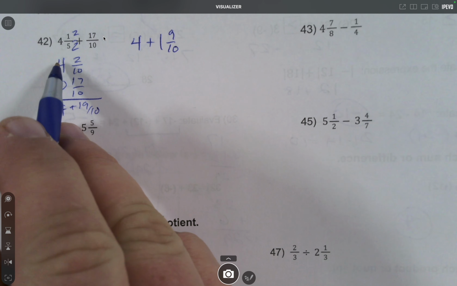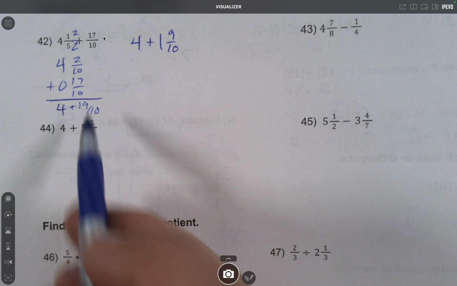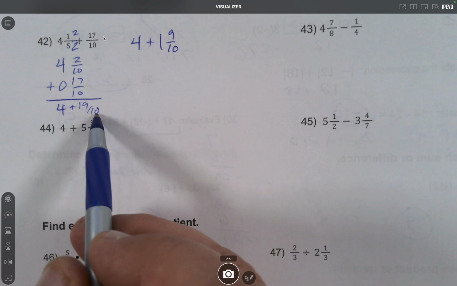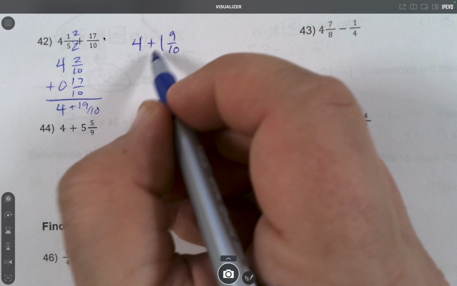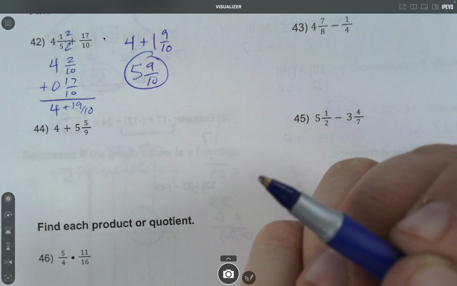So again, I added the whole numbers. 4 plus 0 is 4. 2 plus 17 is 19. I have to rewrite this as 1 and 9 tenths because 10 goes into 19 one time with 9 left over. 4 plus 1 is 5 and 9 tenths.